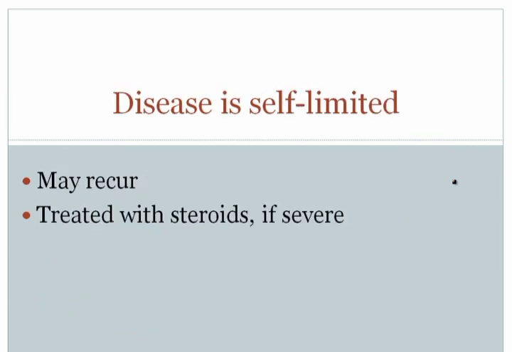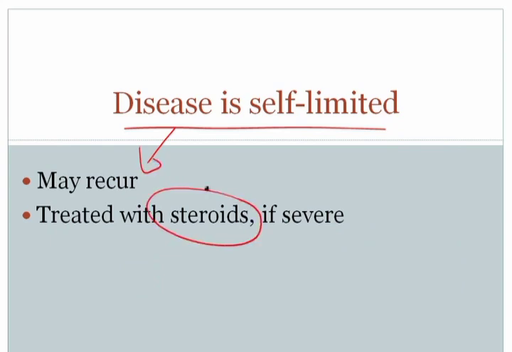The disease is self-limited, but it can recur, and if it's very severe, you might consider treating it with steroids. But generally speaking, it's self-limited and will resolve by itself. So that concludes the discussion on vasculitis, and we're now going to move to hypertension in the next section.